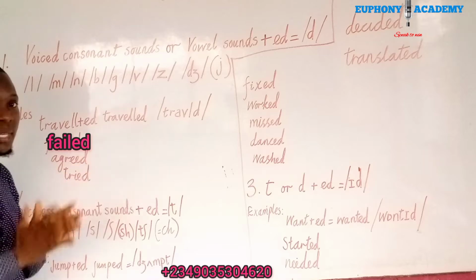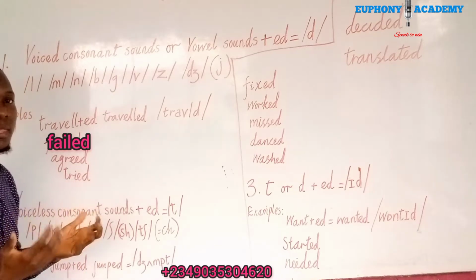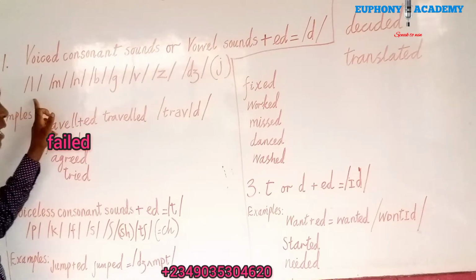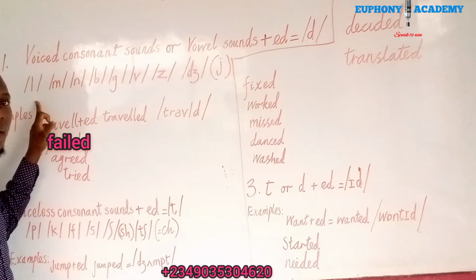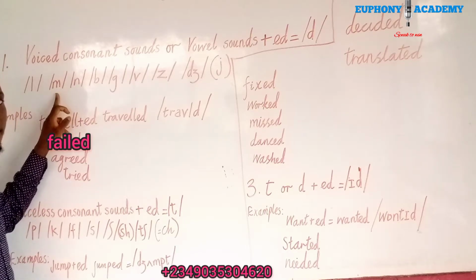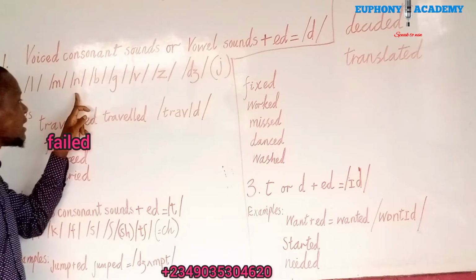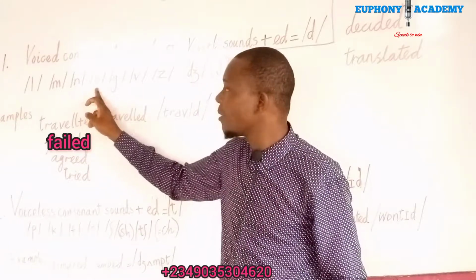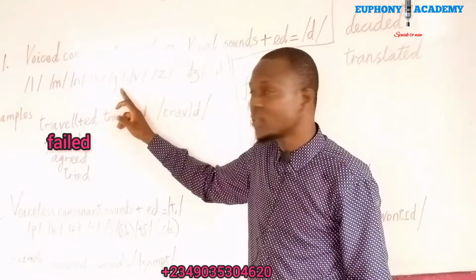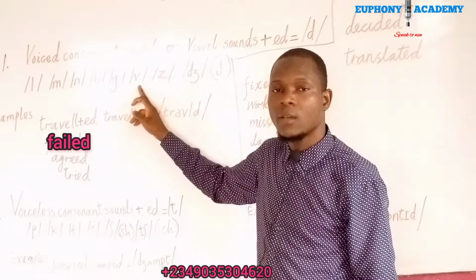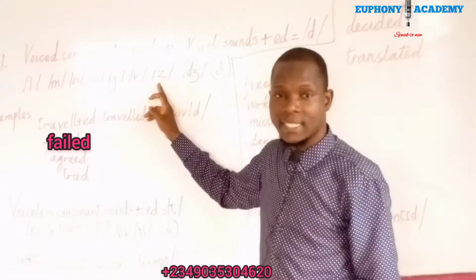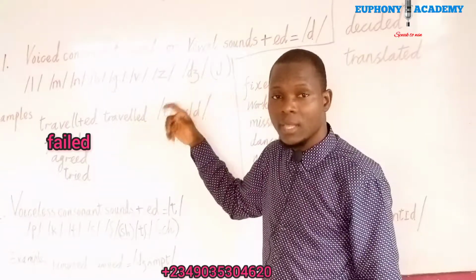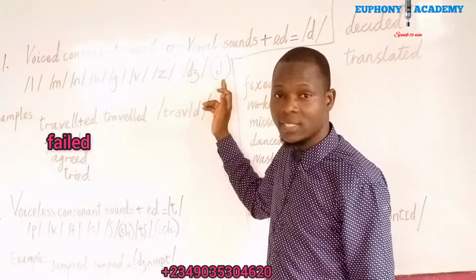But before we go to the examples, let's first learn how to pronounce these voiced consonant sounds. Listen and repeat after me. L, m, b, g, v, z. And the last sound here, j. As in this letter, that's j.